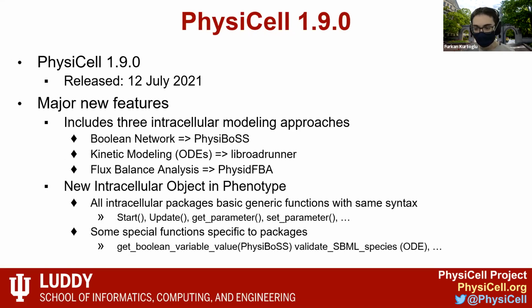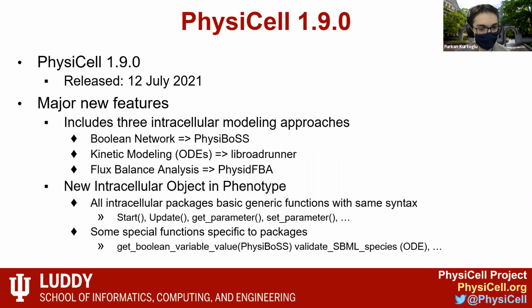Nearly 25 days ago, PhysiCell 1.9 was released, and in this release the major features are the intracellular modeling approaches. It includes three types of approaches, which are Boolean network, kinetic modeling, and flux balance analysis, as an alpha version.